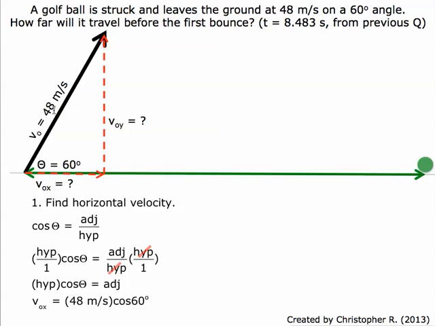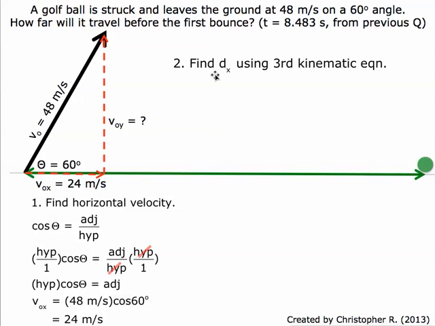And for the hypotenuse, we got 48 meters per second. The angle is 60, so cosine of 60, and our answer is 24 meters per second. So you can see here our horizontal initial velocity is 24 meters per second. So what we're going to do now is use it to find this distance.